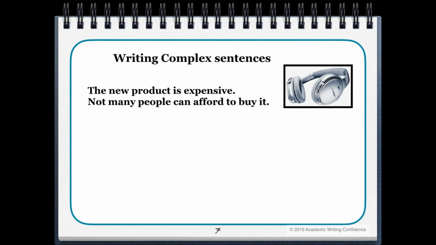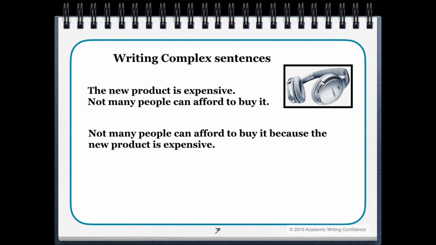Now let's talk about another kind of sentence, the complex sentence. Here are two short, simple sentences. The new product is expensive, and not many people can afford to buy it. Now we're going to combine these two sentences to make a complex sentence by adding the word because. Not many people can afford to buy it because the new product is expensive.